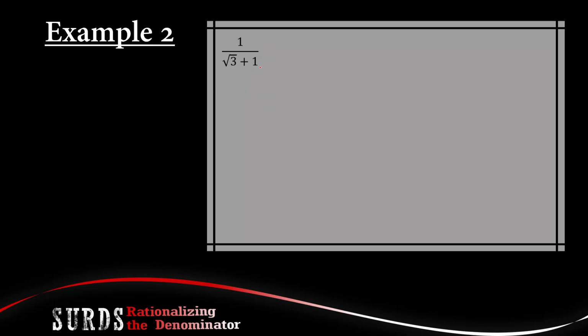Okay, now what happens when we have two terms in the denominator? We're simply going to multiply it also with this, but now we're just going to change the sign. We're just going to write it as square root of 3 minus 1 over square root of 3 minus 1. And you'll see what happens now when we multiply it out. First of all, we can simplify the numerators. That's just square root of 3 minus 1.